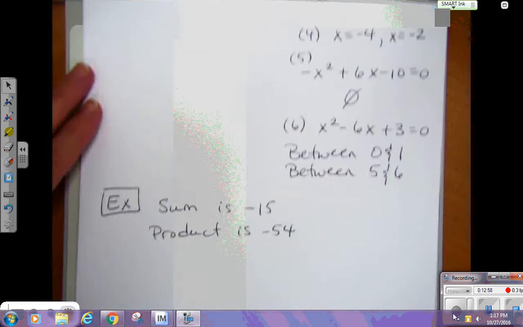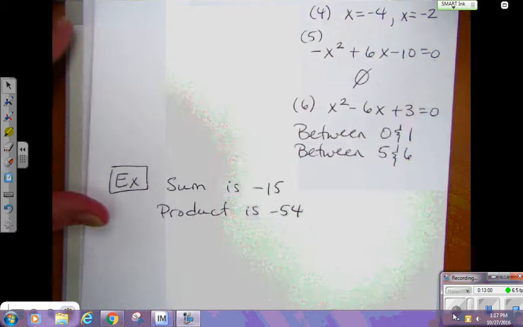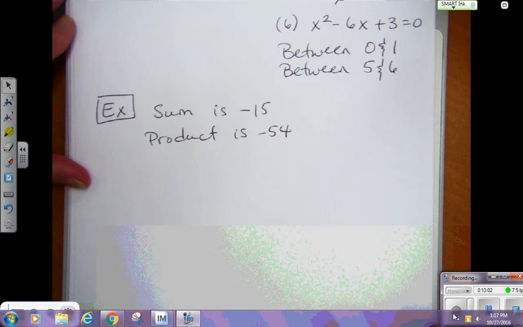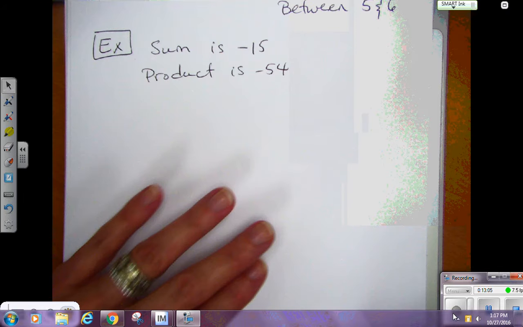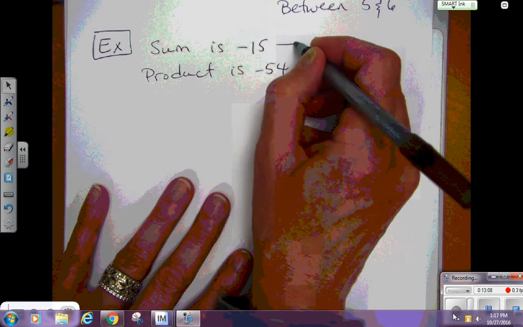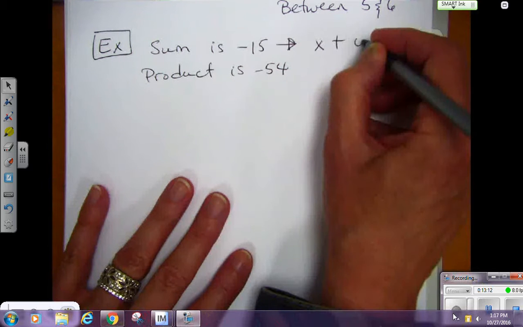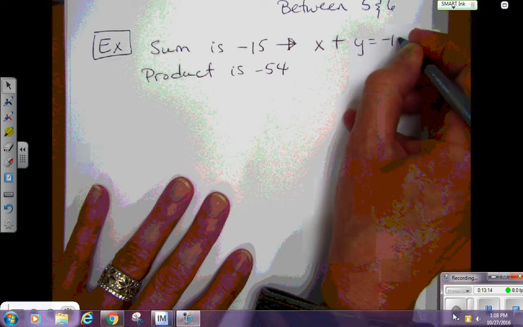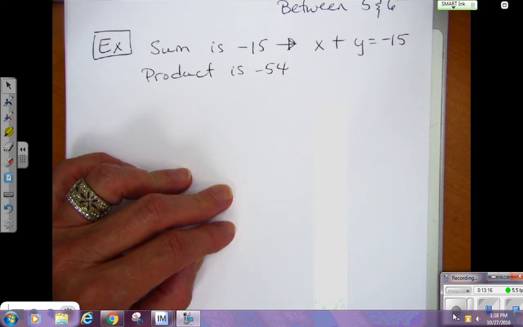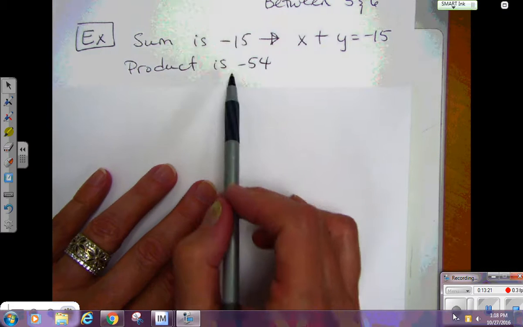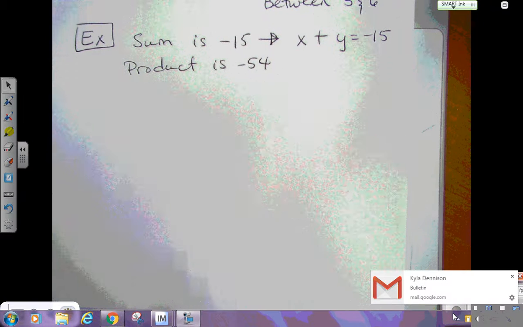Okay, the first equation is from the sum of the 2 numbers, and they're 2 different numbers, so I'm going to use x and y. So I'll have x plus y equals -15. The second description is that the product is -54. So what does product mean? Multiplication. Okay, so that one I'm going to have x times y equals -54.